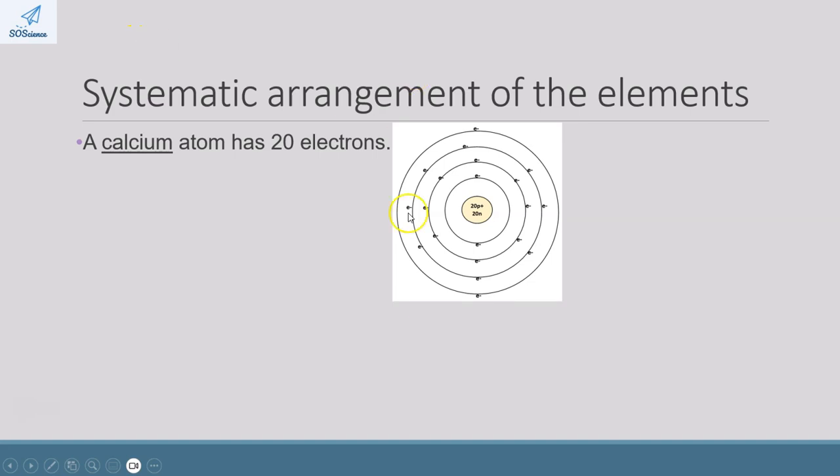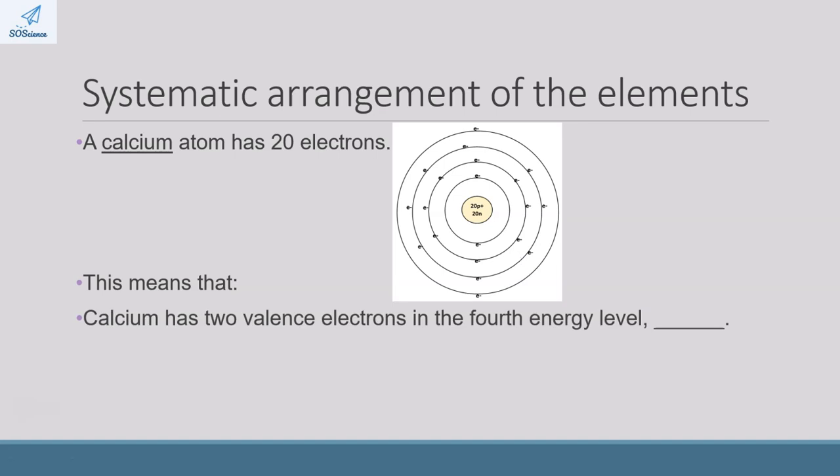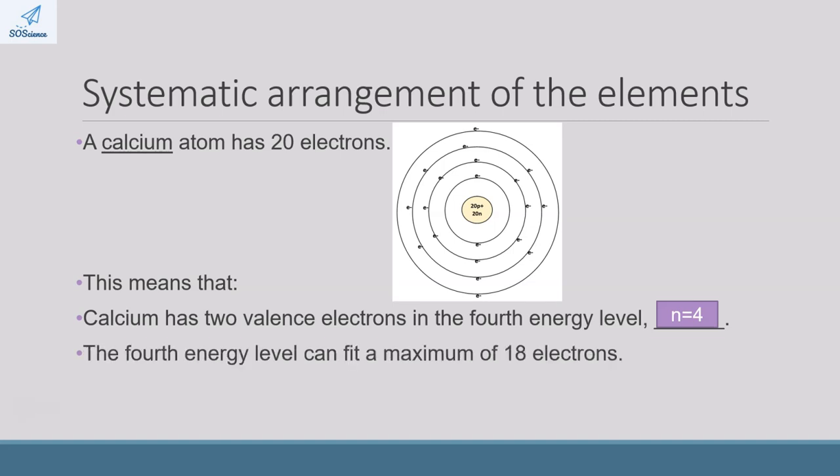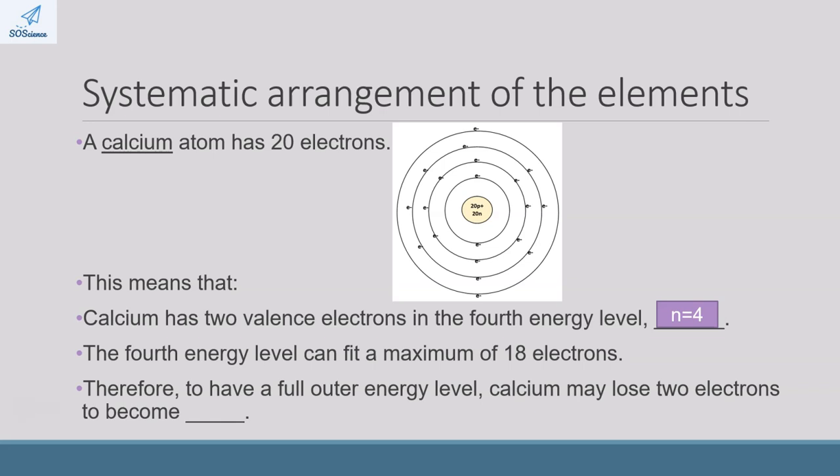Calcium has 20 electrons, so its first energy level is full, the second energy level's full, the third energy level's full, and so its two valence electrons exist in the fourth energy level, n equals 4. This fourth energy level can fit a maximum of 18 electrons. Remember that calcium is the most complex atom that we're going to consider. Now, calcium, to have a full outer energy level, will lose these 2 electrons, and it will become the ion Ca2+.